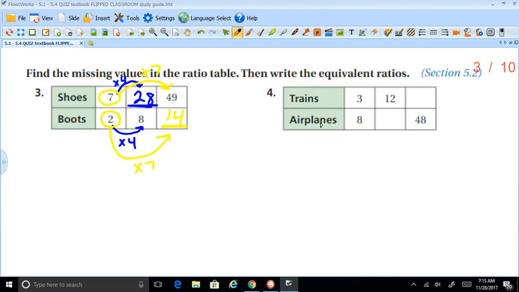Trains and airplanes. 3 to 12 is a times 4, scaled it up by 4. Airplanes, scale that up by 4. Make sure you're doing the same exact thing on trains and on airplanes. 8 times 4 is 32. Then I can see from 8 to 48, they scaled up by 6. So I need to go to my trains where the 3 is, multiply that by 6, and you get 18 trains.